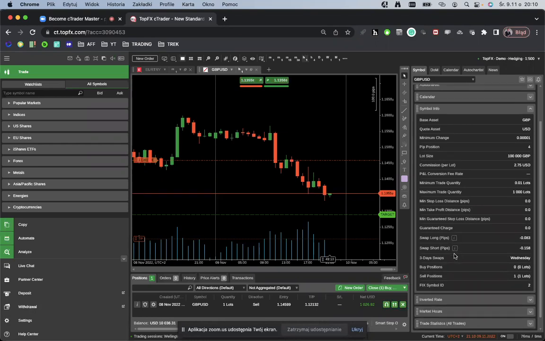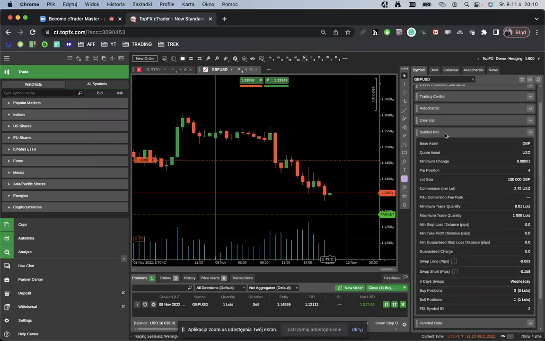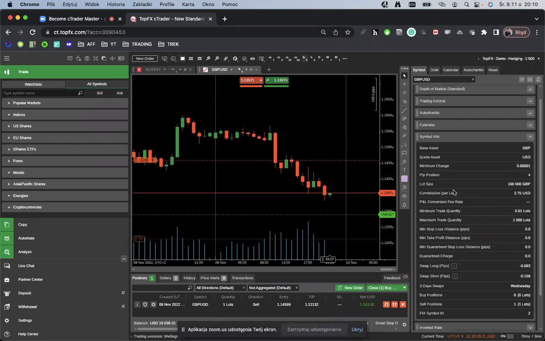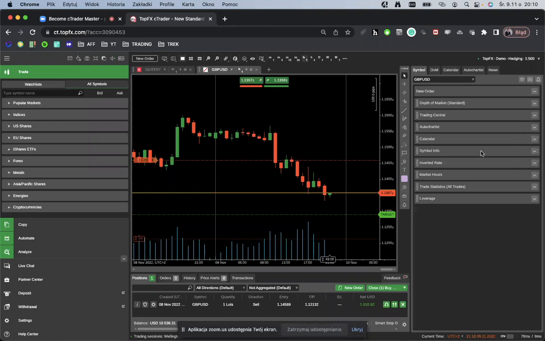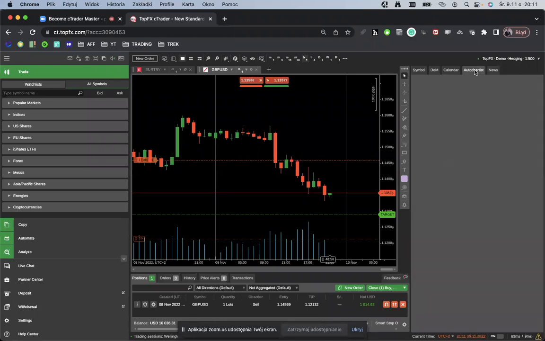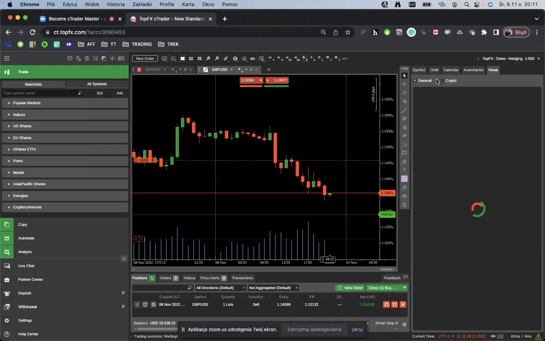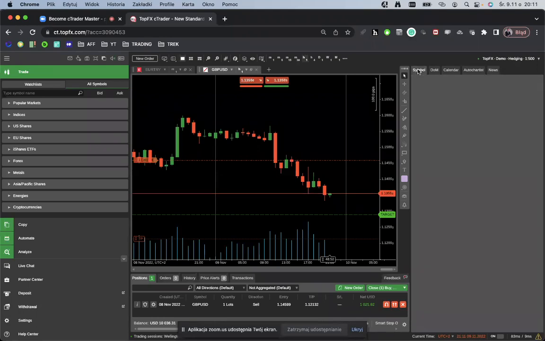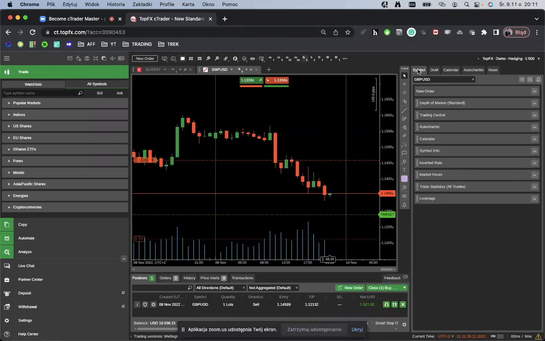Of course, how much is the pip position, what's the lot size, what's the commission, and stuff like this, including swaps. Inverted rate, market hours, trade statistics, leverage. We are going to talk about it as well. You got the DOM, you got the calendar, you got the auto charts, and you got the news window here. So that was just a quick recap.